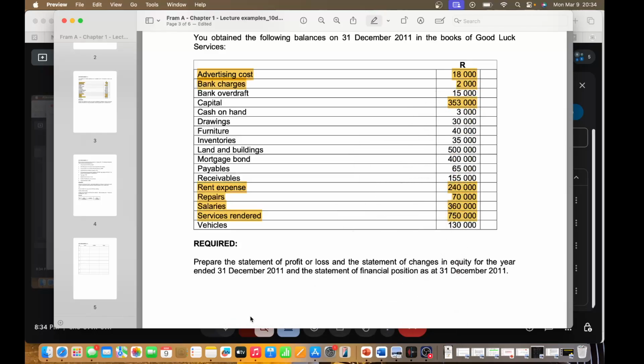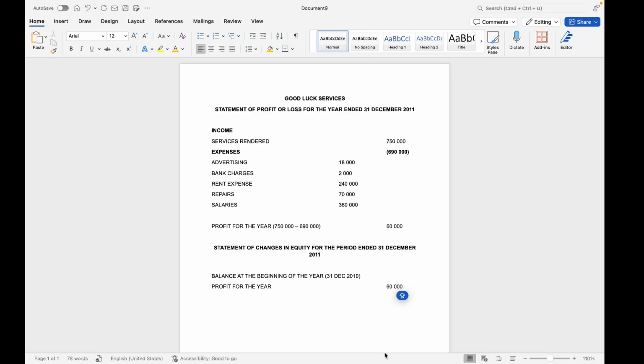But we could also calculate the answer by doing the statement of financial position, and I think we'd still get the same answer. But because it's given here, we can just say 353,000. So it's like this, right? Then we have our drawings for the year. Our drawings for the year here was also given to be 30,000.